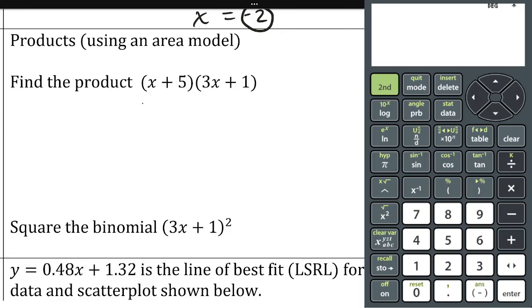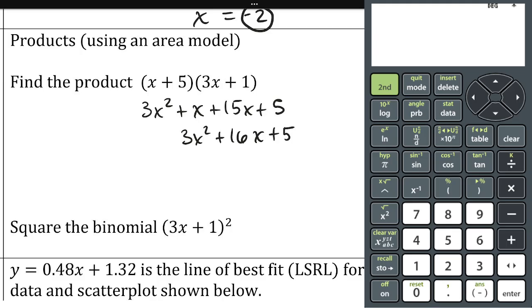This is the same as 3x squared plus a single factor of x plus 15x's plus the number 5. And I can simplify that as 3x squared plus 16x plus 5. So I can confidently write that down. And our goal is for us to get to where we can do that.